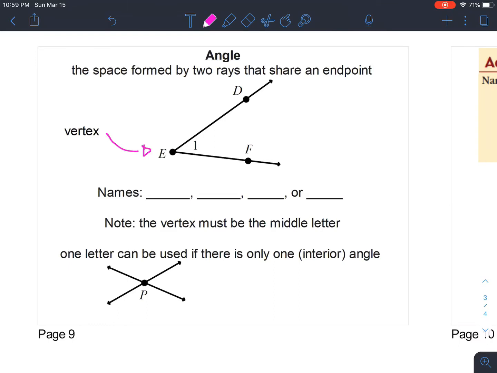And when we name these, there's a couple ways that we have to be aware. So first, we could just use this number right here and make sure that you include the symbol for an angle as well, angle 1. We could also say that right there, that's where the vertex is. We could say angle E. We also are going to be able to use 3 letters, and the vertex must be the middle letter. So then we could also have angle DEF, or we could say angle FED.